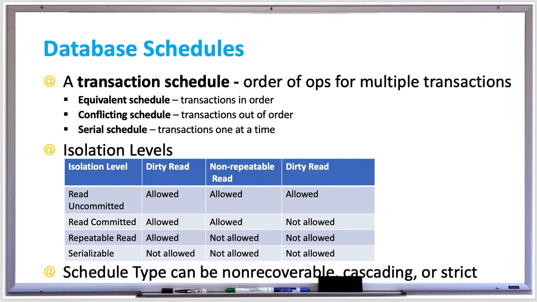A transaction schedule is the order of operations such as read or write for multiple transactions. In transaction schedules, after finishing the first transaction, the execution of the second transaction starts. In a transaction schedule, a conflict happens if one operation reads and another one writes the same data. So the order of the read and write affect the outcome.